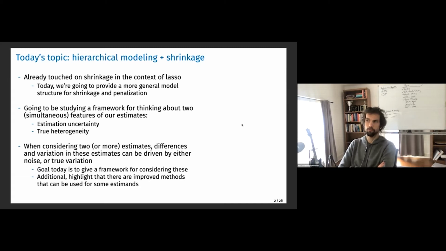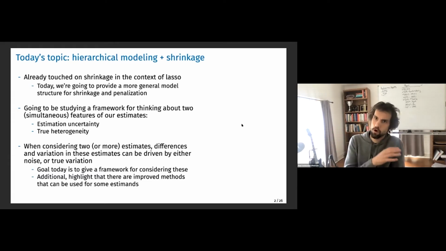But more generally, this idea of shrinkage sits in a context that hierarchical modeling and Bayesian analysis make very concrete. We're going to give a way of thinking about those contexts in a broader setting, studying a framework for thinking about two basically simultaneous features of the estimates that we typically have. There are two things typically going on when we see variation in estimates across things. One is that we have estimation uncertainty, right?